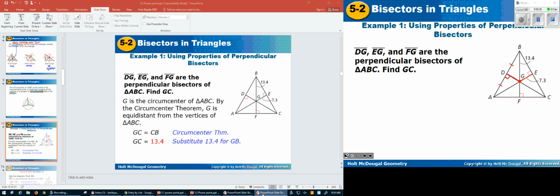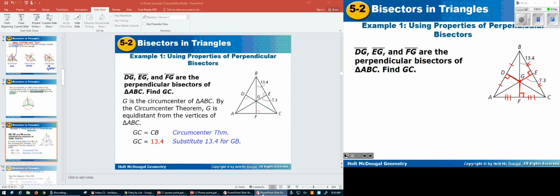EG is a perpendicular bisector, so it's perpendicular and it's bisecting. So we would mark the side split into 2 congruent parts. FG is a perpendicular bisector, it says. So again, it's perpendicular and it's splitting the side into 2 congruent parts. If you'll mark the picture with what it gives you, then answering the questions will be really easy.